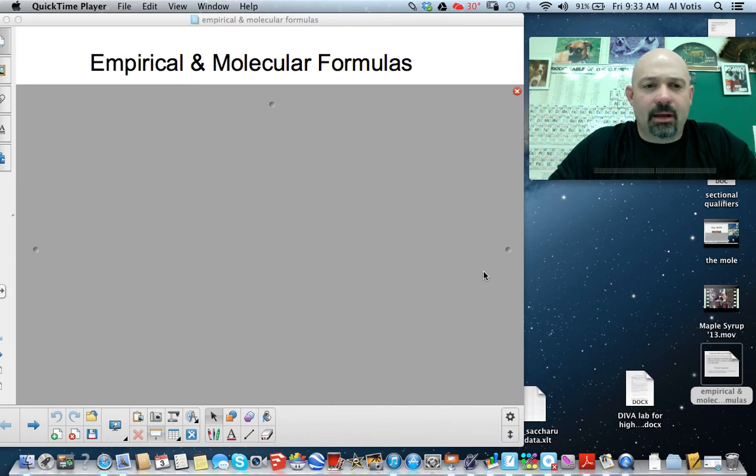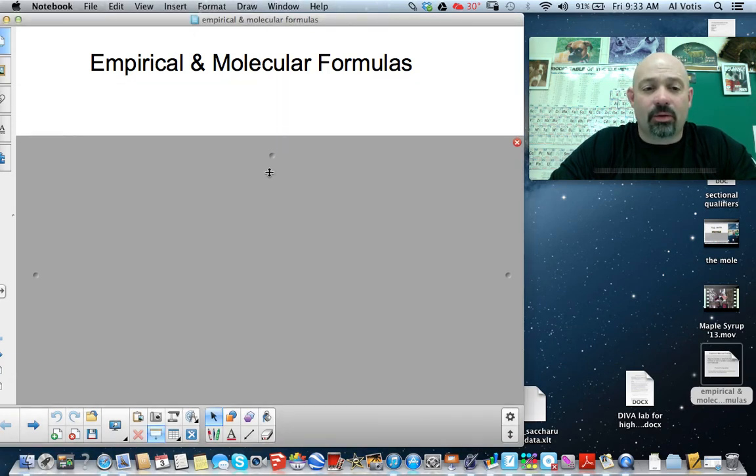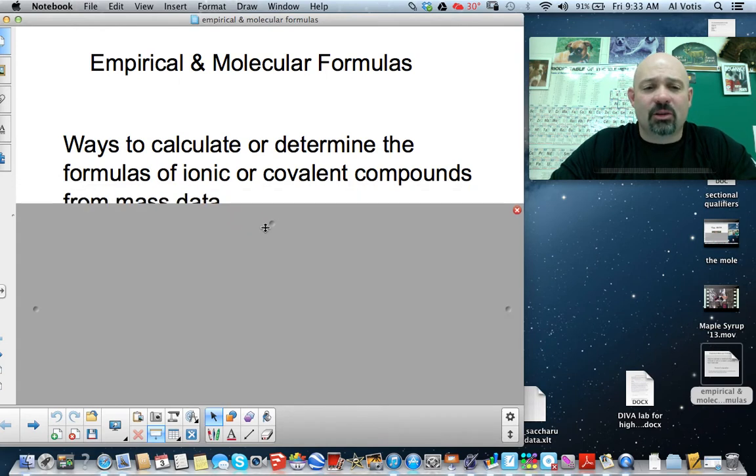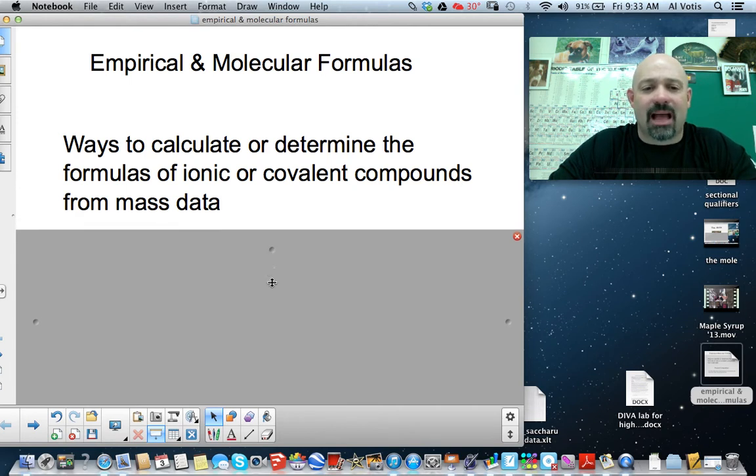We're picking up today talking about empirical and molecular formulas, looking at what the differences are between those and how we can actually calculate them or determine what they are from data. These are different ways that we can calculate or determine what the formula is going to be for an ionic compound or a covalent compound from data that we get from an experiment, from analysis of a compound, of a sample.